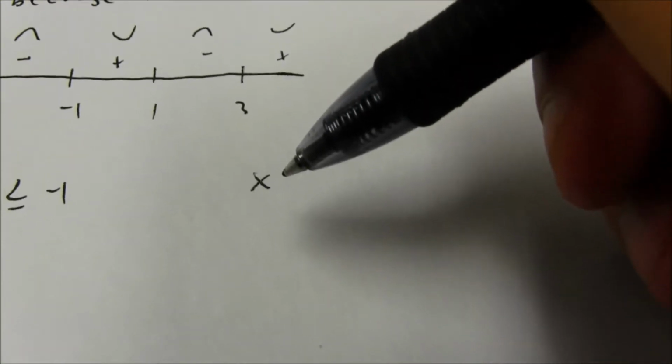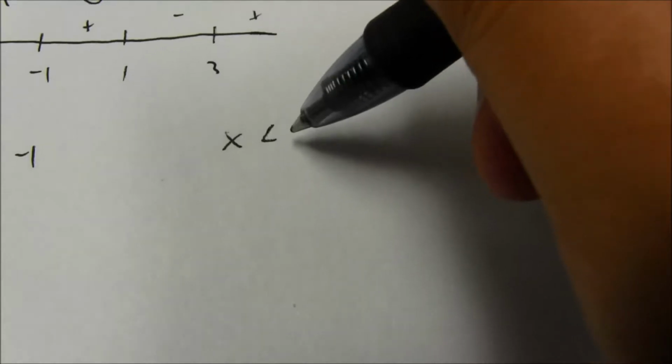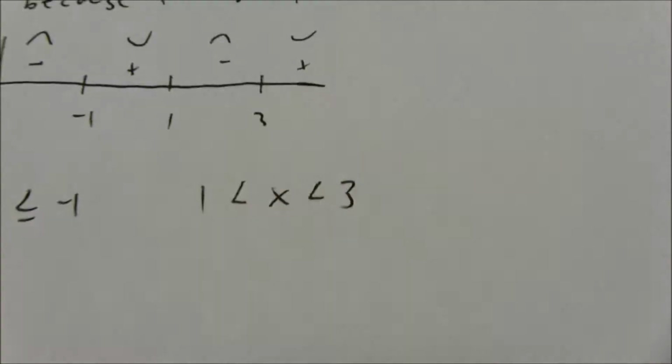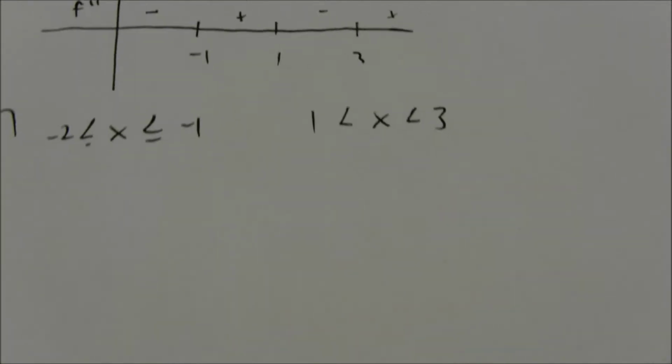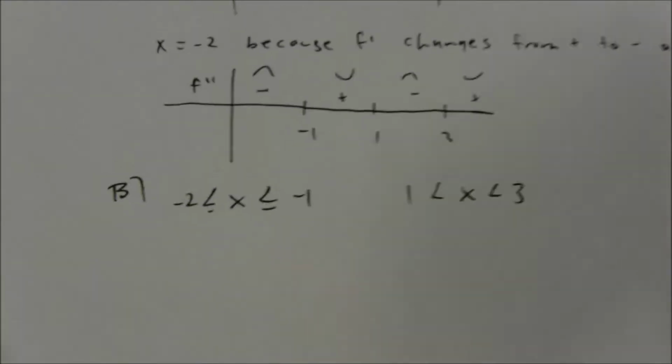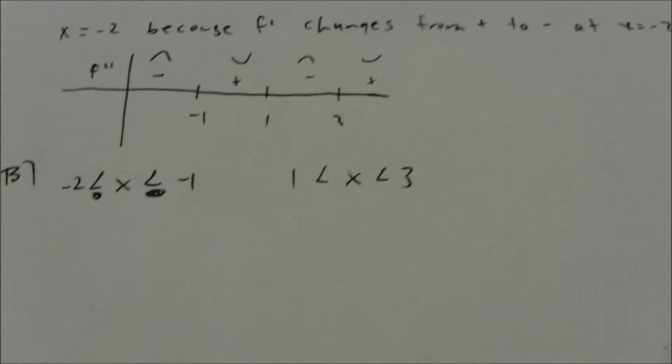So x is between 1 and 3. And by the way, technically it's not concave down or concave up at the endpoints there. Those really should be less than symbols, not less than or equal.